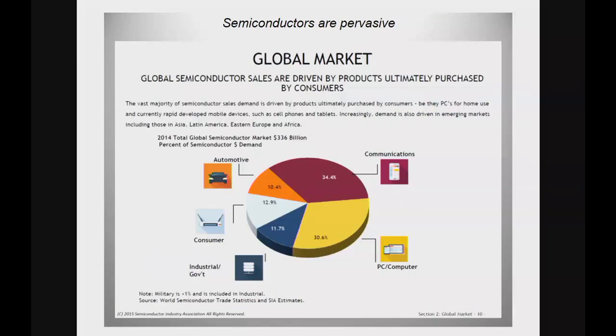So let's just have a look at a breakdown of where electronics ends up. This is produced by the US Semiconductor Industry Association. It's from 2015, so it's a little bit out of date. So in 2014, the total global semiconductor market was $336 billion. They're US dollars.